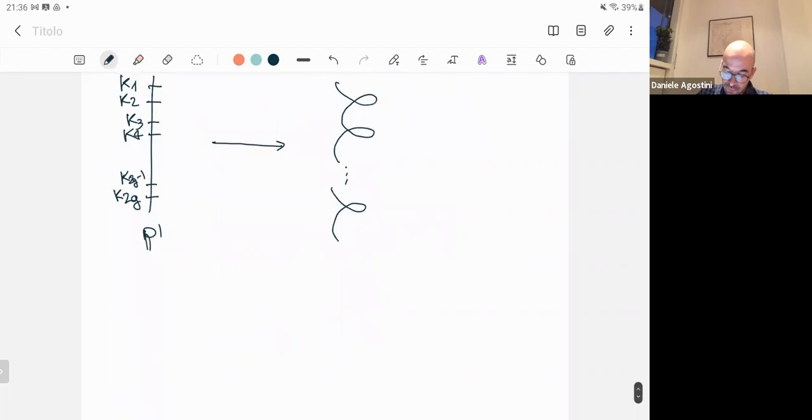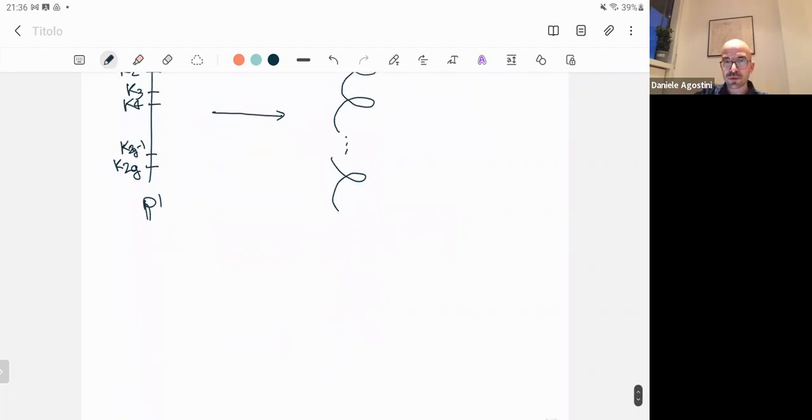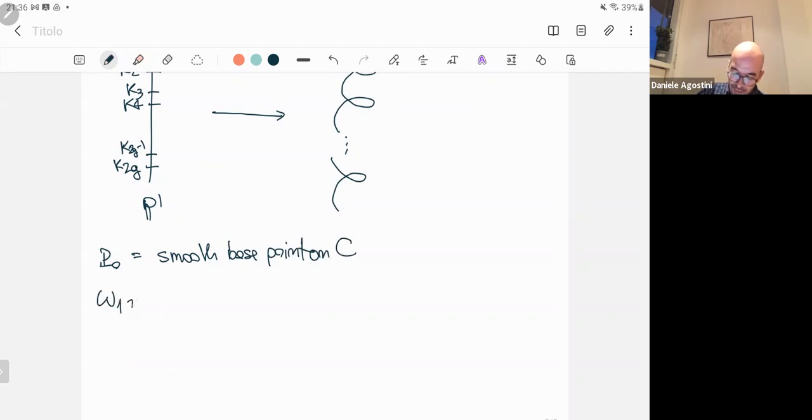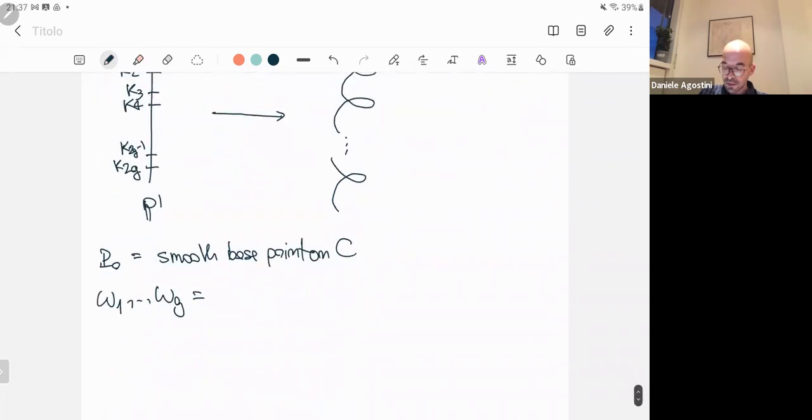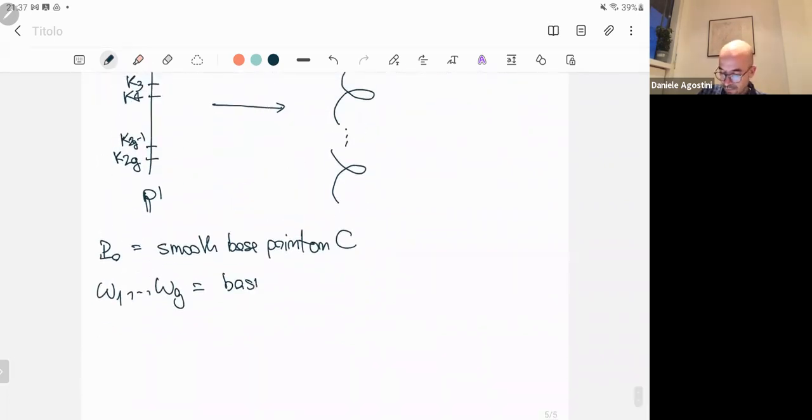So then you do the same. The very elementary procedure that we had before also works for these curves. So now we take a smooth base point on C. And then you can still take, so g is the arithmetic genus, a basis of canonical differentials on C.